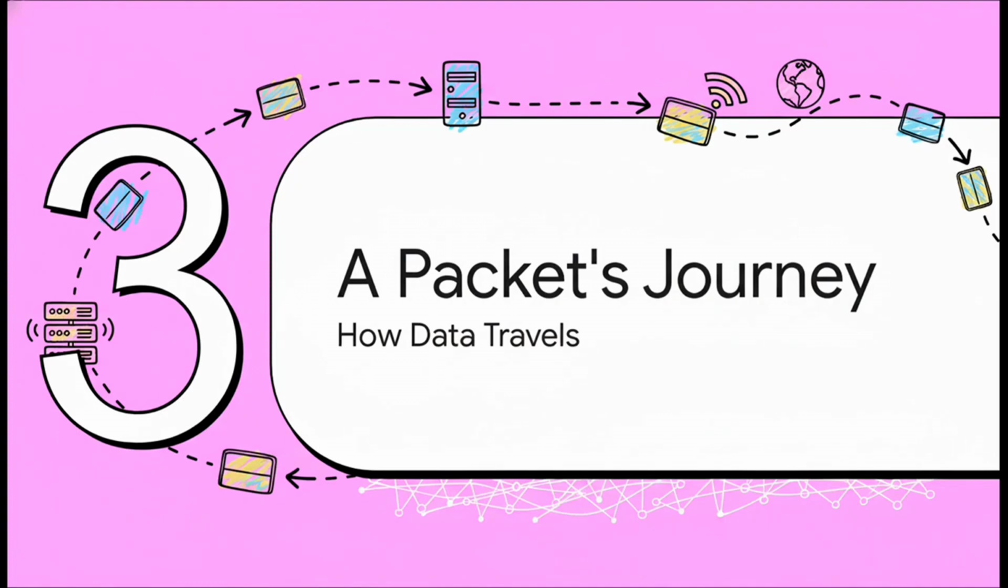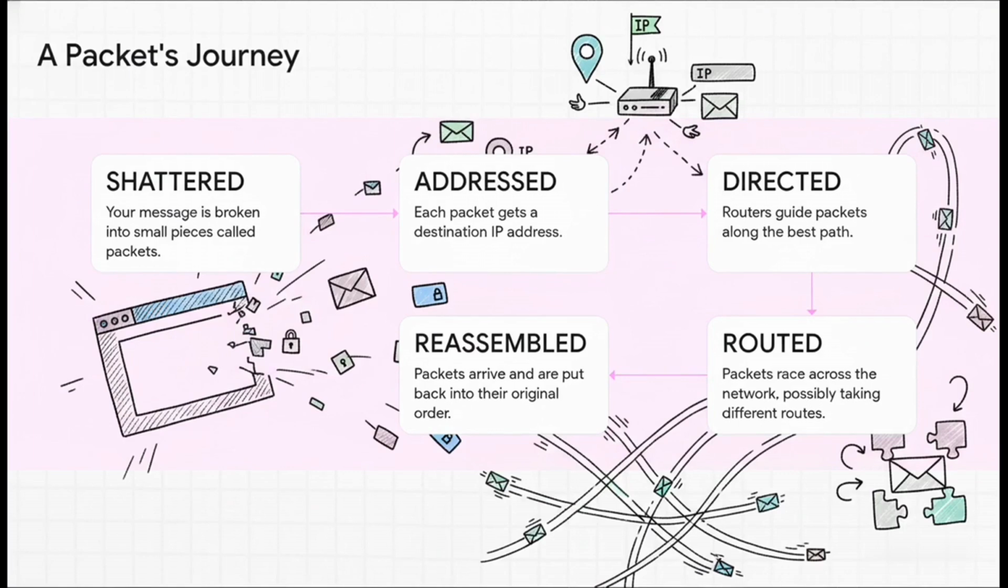Okay, so now we have the physical wires and we have the rules for communication. So let's do something fun. Let's follow a single piece of your information as it takes an incredible journey across the internet. This is a pretty wild story. So, when you send an email or click on a web page, your data doesn't travel in one big piece. Instead, the system shatters it into these tiny little chunks called packets. Every single one of those packets gets stamped with the destination IP address.